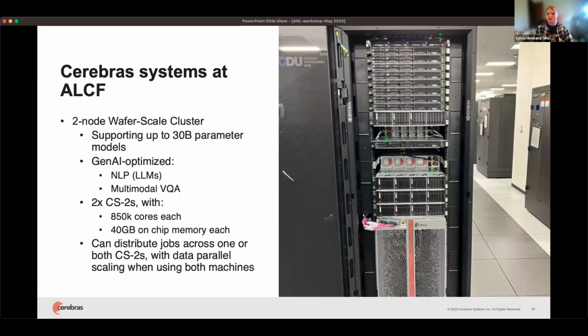Excellent. And so like Natalia mentioned, at ALCF today, we currently have a cluster of 2 nodes of CS2s with a MemoryX that's capable of supporting up to 30 billion parameter models. This is going to be optimized for generative AI LLMs using NLP, as well as multimodal visual question answering type models. And on this cluster, you can use one or both of those systems with data parallel across both as necessary. And if this were to ever expand, again, no need to change your code as a user, no matter what modifications happen to the cluster at ALCF. You shouldn't have to worry too much beyond software versioning and all that, but the hardware modifications shouldn't affect any code you write.